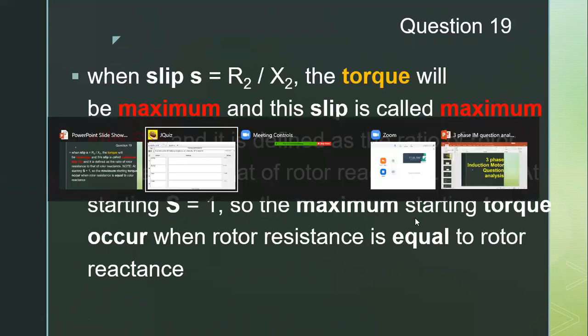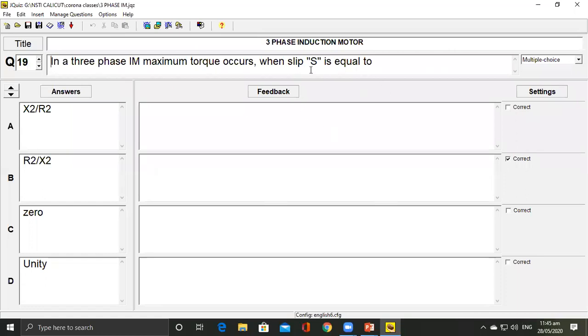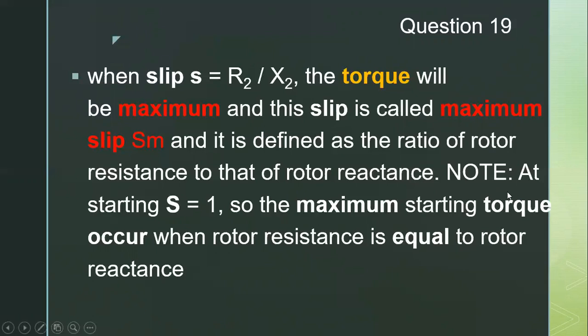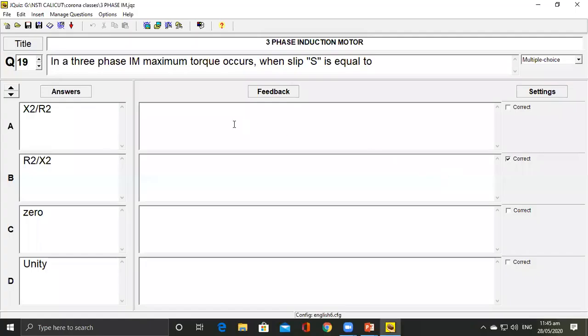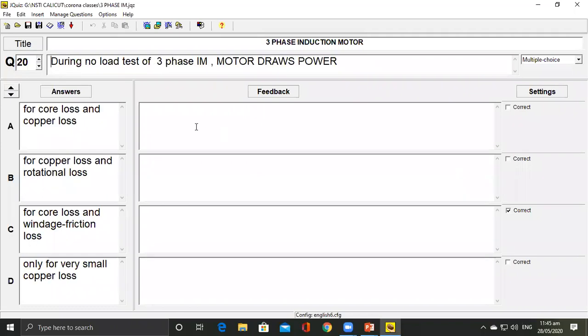I'm not going to the derivation, but here is the question: in a 3-phase induction motor, maximum torque occurs when S is equal to R2 by X2. At starting time S is equal to 1, so when you need maximum torque at starting time, you have to arrange R2 equal to X2. There is another additional topic here. Okay, in this section, the last question is there.